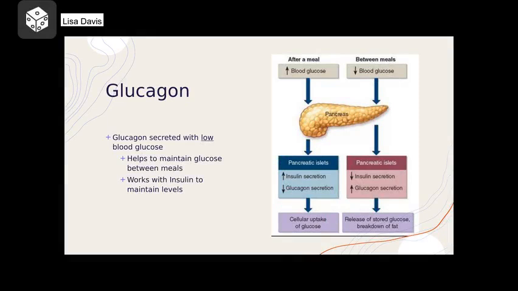One more time for the people in the back. Glucagon. So glucagon is going to be secreted with low blood glucose. Remember, if the glucose gone, glucagon. So glucose gone, the sugar is low. We want to increase that blood sugar. So glucagon is going to help maintain glucose between meals.